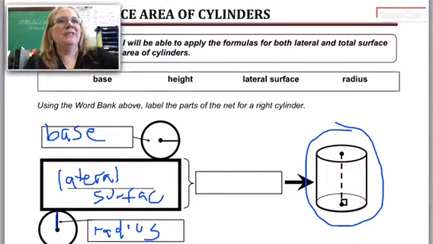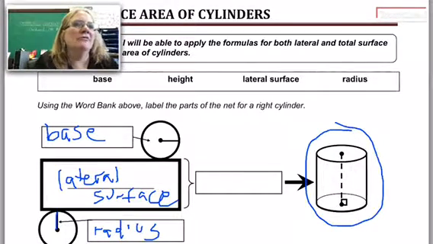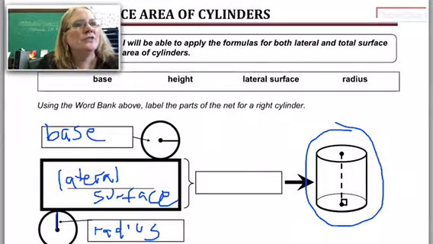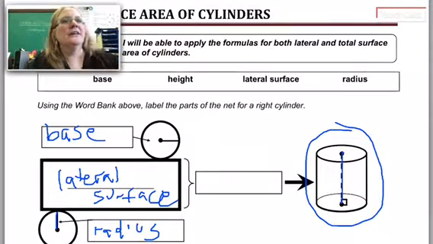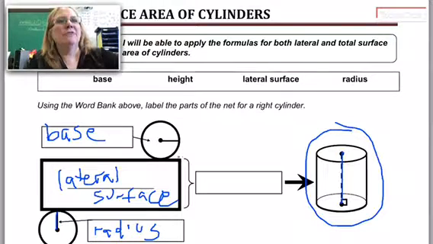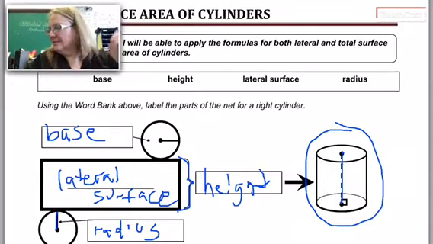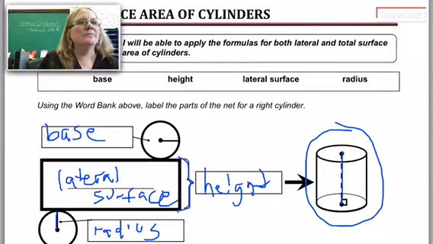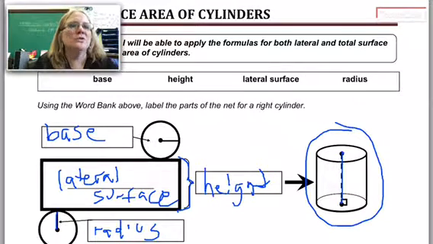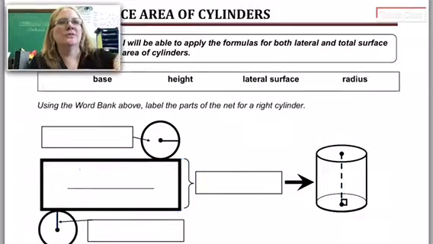Then we can find the height of the cylinder either drawn from the center of the circle down to the center of the circle here, and that would be a right angle with the radius to the side, or you can look at it in the net form right here, and that would be the height. So those are the parts of the cylinder.